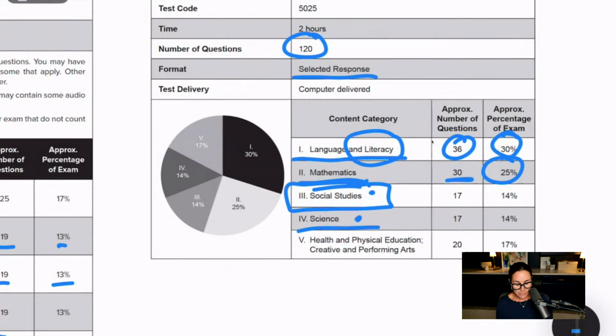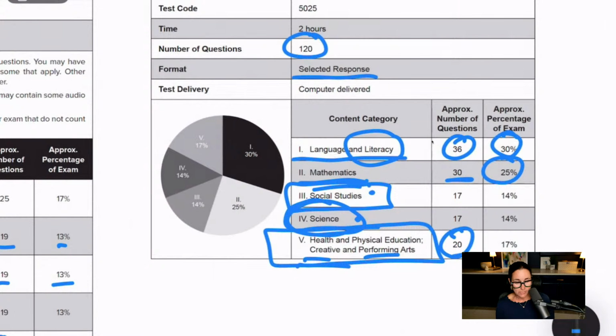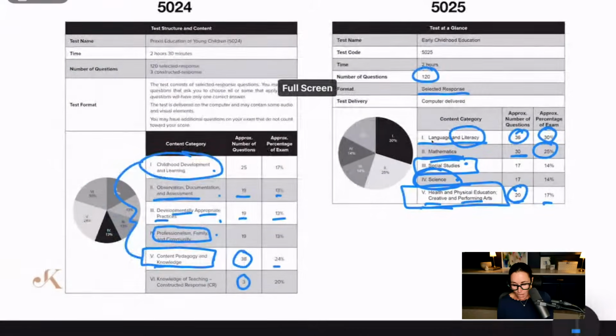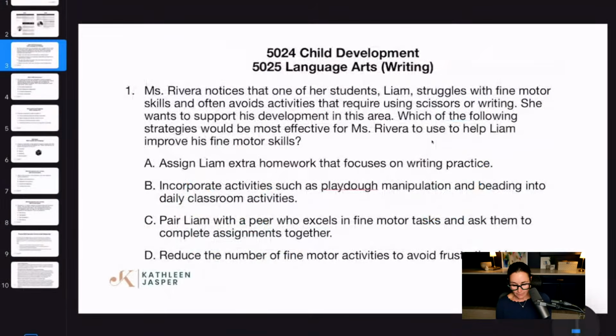And then, of course, science. Focus a lot on inquiry. Good words for the science section are inquiry, curiosity. And then you have this part here, health, physical education, creative and performing arts. And this is not a tiny bit. This is 20 questions at 17% of the exam. Okay. All right. So what does that actually look like in a test question?